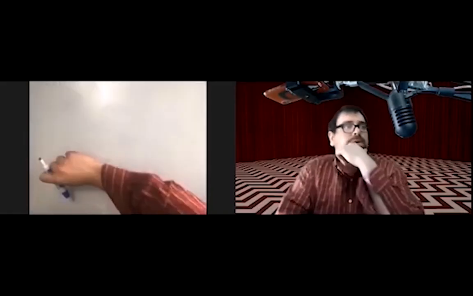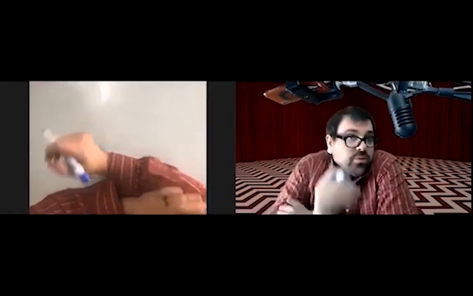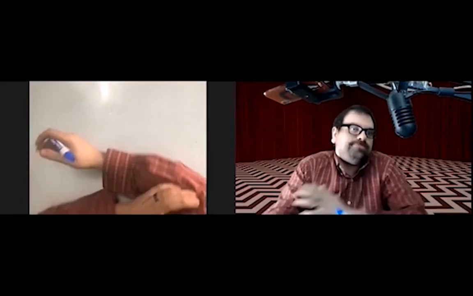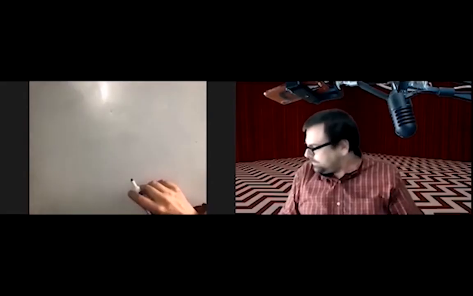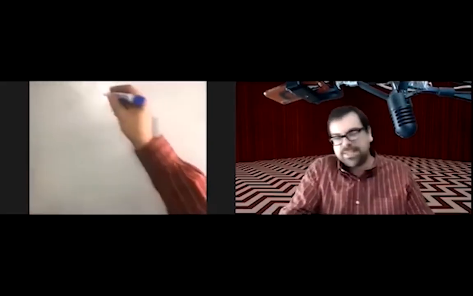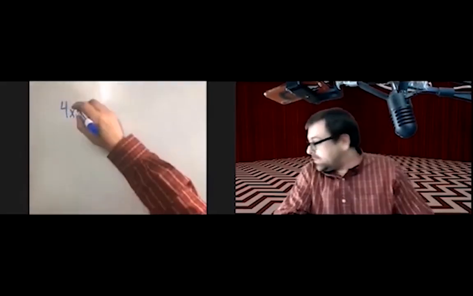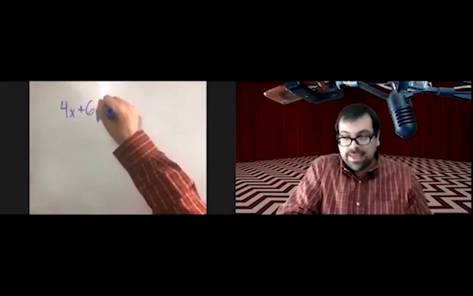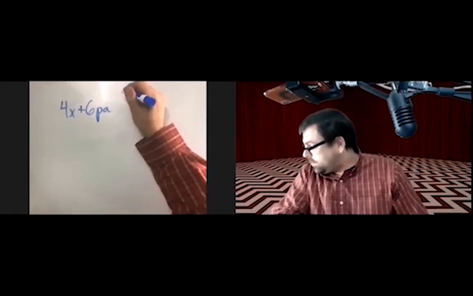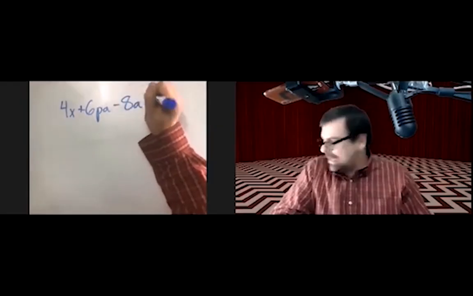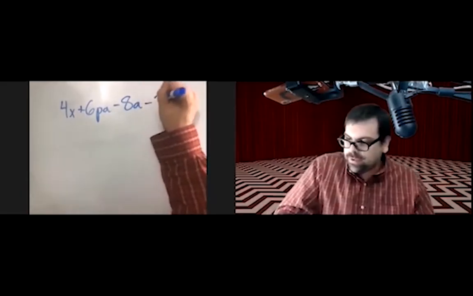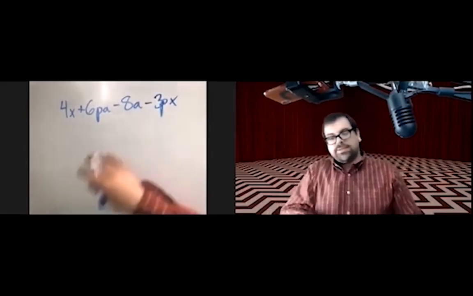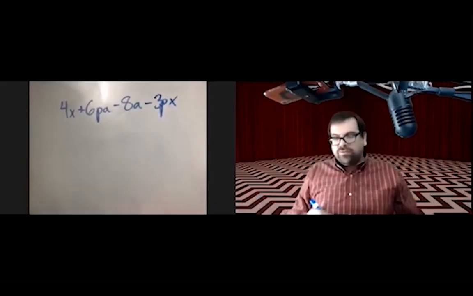Sometimes the factoring by grouping is not given to us in the best order. For instance, let's say we had 4x plus 6pa minus 8a minus 3px. Nothing that we can take out of all four.